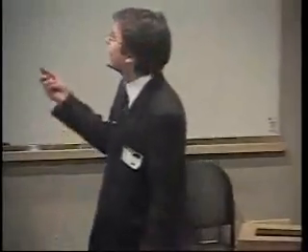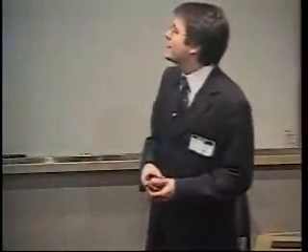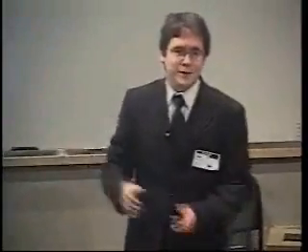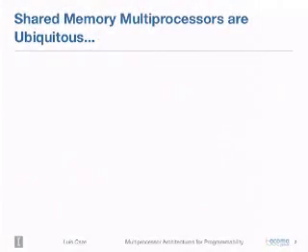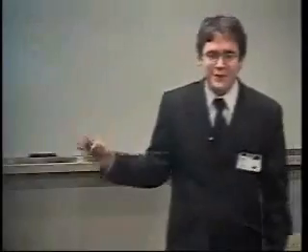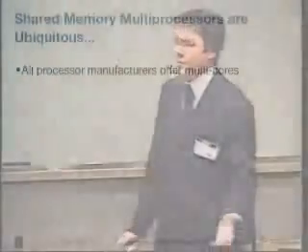So as Anders said, my talk is on multiprocessor architecture for programmability. And since the title of the talk has multiprocessors, you're probably expecting me to start the talk with a Moore's Law plot, right? But I decided not to bore you with that. You've probably seen it enough times. So I'm just going to start saying that shared memory multiprocessors are ubiquitous. There's enough evidence because all processor manufacturers offer multi-cores.